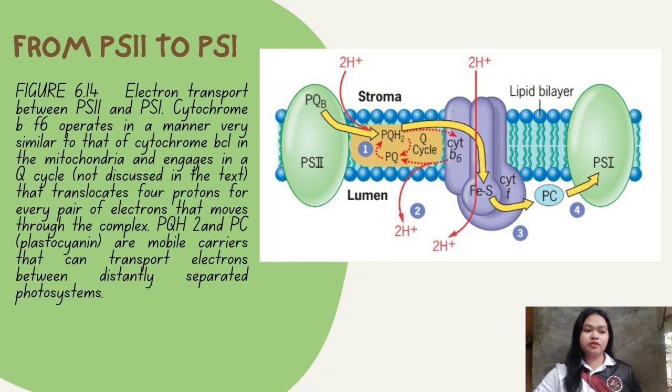Then, next operation under the photosystem 2 is the flow of electrons from photosystem 2 to photosystem 1. As we can see in the figure 6.14, the electron transport between photosystem 2 and the photosystem 1, cytochrome b6f operates in a manner very similar to that cytochrome bc1 in the mitochondria and engages in a Q cycle that translocates 4 protons for every pair of electrons that moves through the complex. The plastoquinol and the plastocyanin are mobile carriers that can transport electrons between distantly separated photosystems.